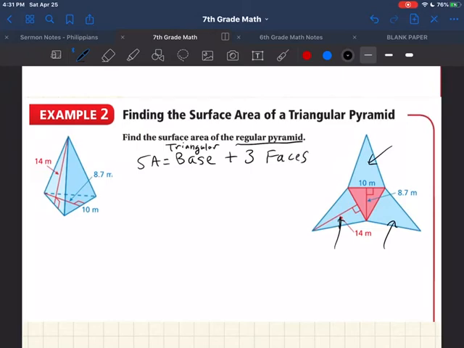Okay, so here we go with some formulas. So the triangular base is 1/2 base times height plus the triangular faces, so 3 times 1/2 base times height, because there's 3 of these triangles here that we have to figure out the area of, and then we're done. So surface area is equal to 1/2.